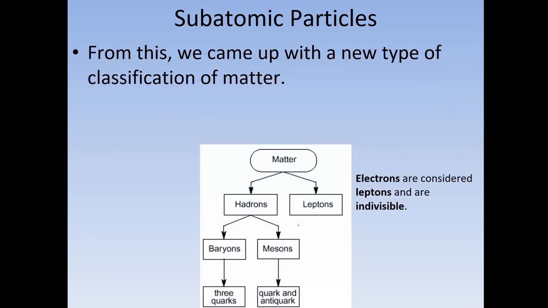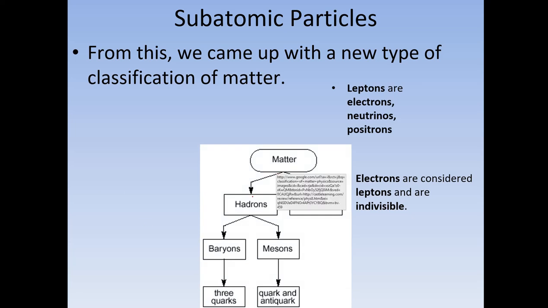All right. So we have what we call the classifications of matter. So we have matter, and matter can be broken up into two different parts: hadrons and leptons. Leptons can't be broken down any further. That's what they are. Electrons are leptons. They're indivisible. This also includes the neutrinos and positrons. Hadrons can be broken down into further categories. The two other categories would be baryons and mesons.